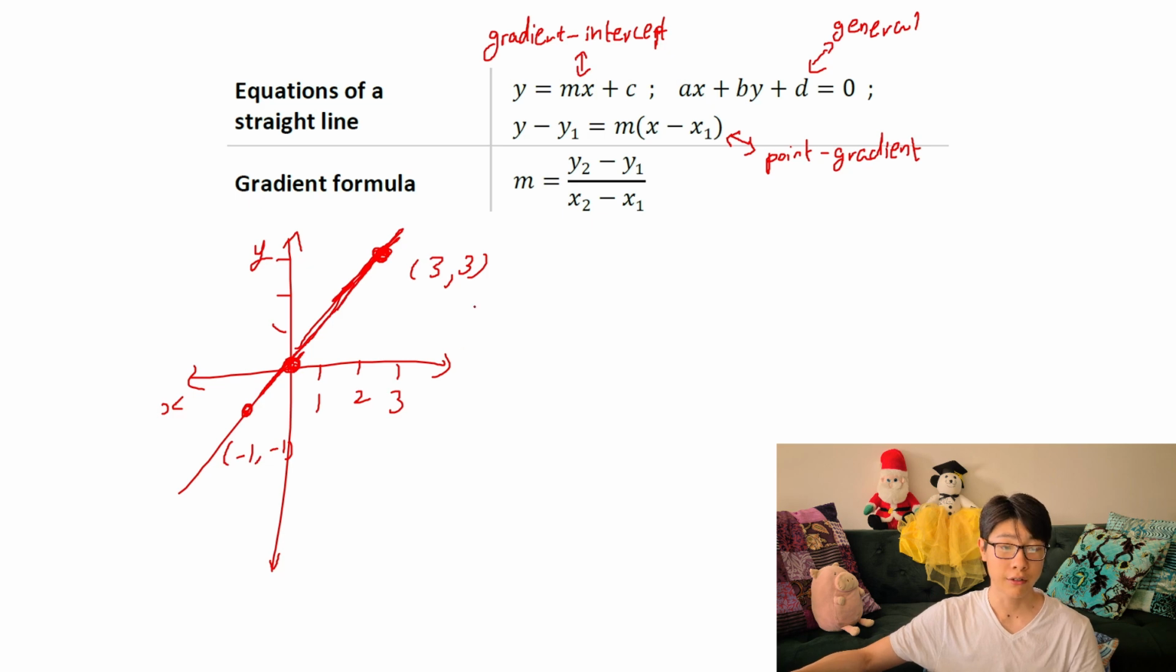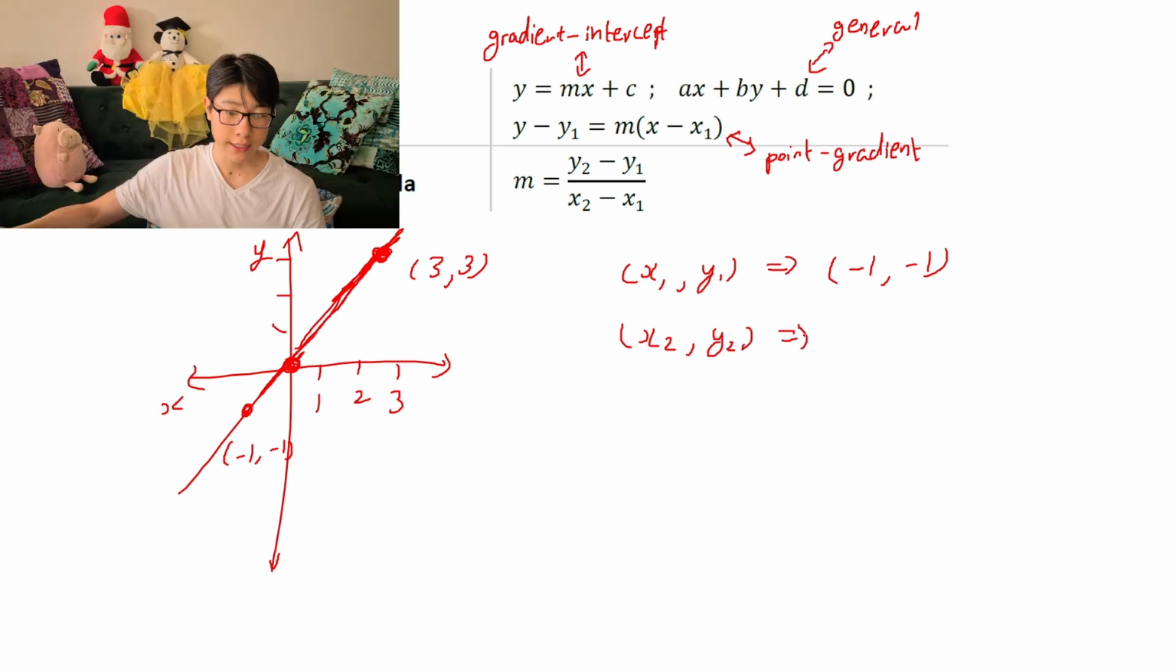Now, how we calculate the gradient of this graph is we want to take 2 points. This is our first point right here, and this is our second point right here. So our first point would be x1, y1, and in this case, we can take it to be negative 1, negative 1. That will be the point that we pick over here. And for our second one, x2, y2, let's take the second point that we know, 3, 3.